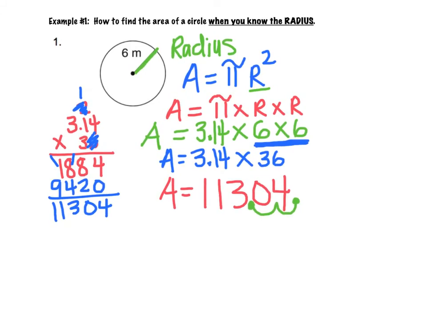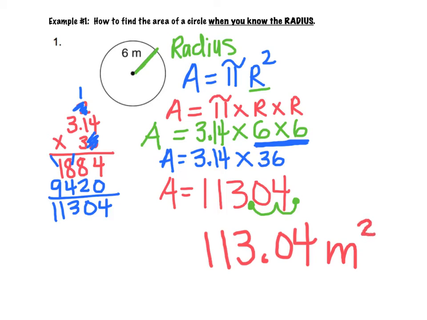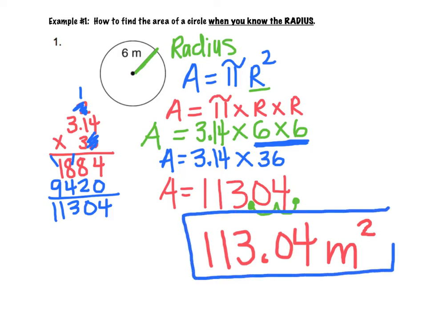When you're finding area, you always have to put a certain label on the end of your answer. So the final answer, complete with how many units, is 113.04. If you look back to your circle, it's measuring in meters. So I'm going to put meters. And the last thing you need to put is a little exponent of 2. 113.04 square meters. This would be your final answer for example 1.